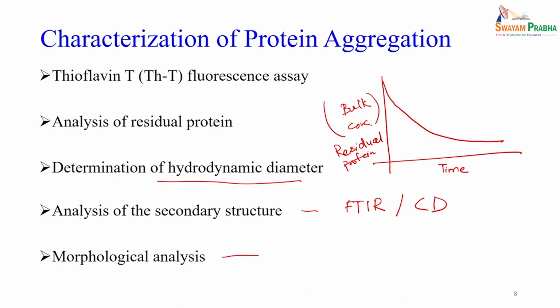Then also, as you know, ultimately there is a formation of fibrils. So, these fibrils will have some length in the few hundreds of nanometer, in the range of 100 to maybe up to 1000 nanometer. So, this we can also analyze using atomic force microscopy. If you drop cast the aggregated sample on a surface and image with atomic force microscopy, we should be able to see the structure of the fibrils.